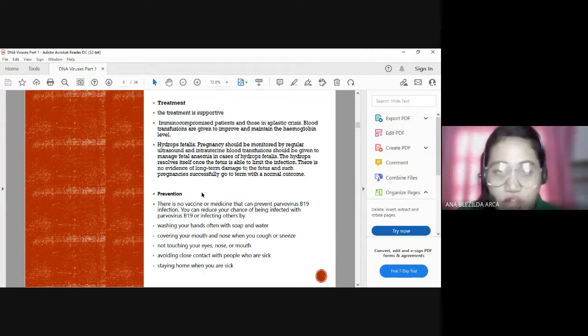Now, for the prevention, there's no vaccine against that or medicine, right? So you can reduce your chance of being infected with parvovirus or infecting others by being hygienic. So washing your hands, covering your mouth and nose when you cough or sneeze, not touching your eyes or nose or mouth, avoiding close contact with people who are sick, and staying at home when you are sick. Because the transmission is through respiratory droplets, right? When someone with parvovirus coughs or sneezes and you inhale those droplets, you can get infected. Okay? So that is the Parvovirus B19 infection.